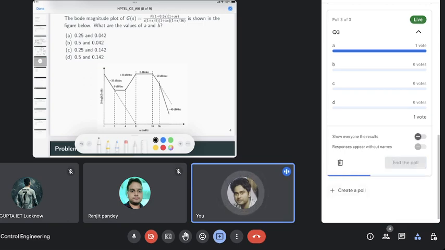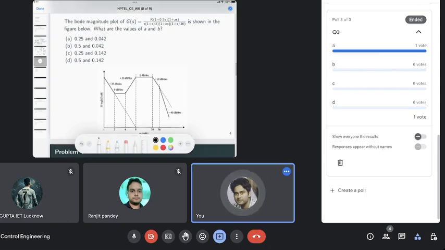So we can discuss this. Again, a very simple question. You just point out the corner frequencies, because all these factors are first order factors, so you have to find the corner frequency where the change of slope happens. For each pole you have a minus 20 dB per decade slope, and for a zero, because it is in the numerator, you have a positive 20 dB per decade. Using that you can find the other values of A and B that are not accounted for in the figure.